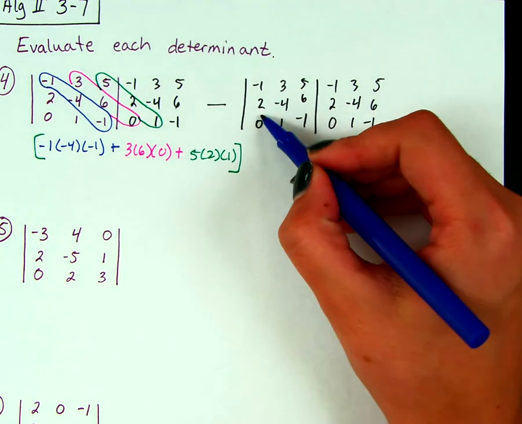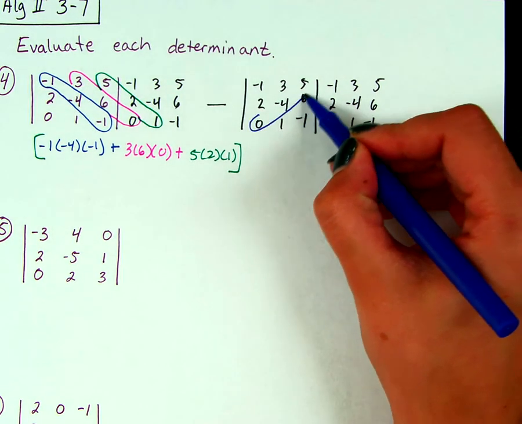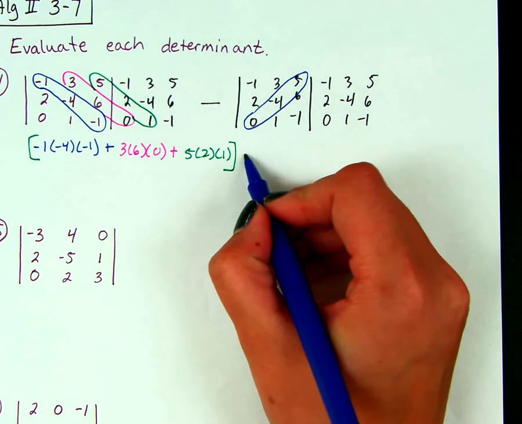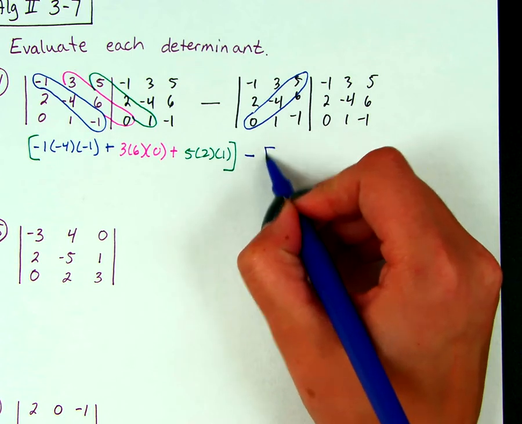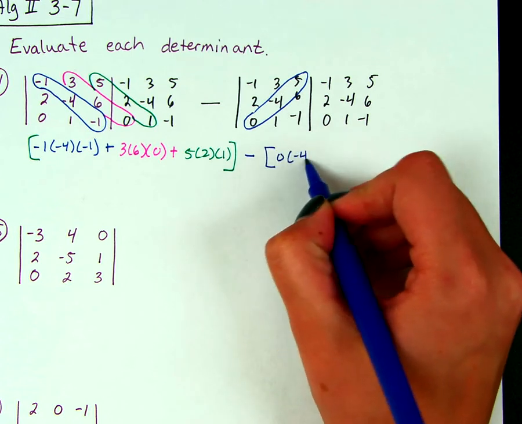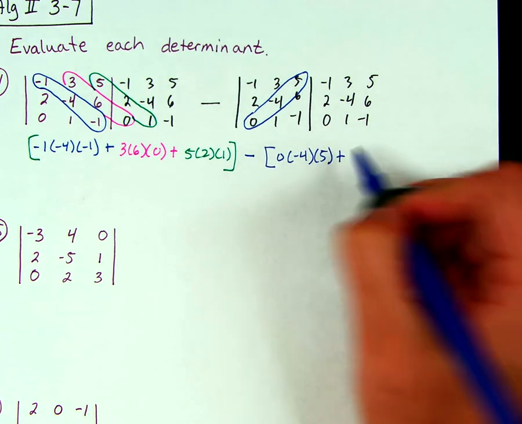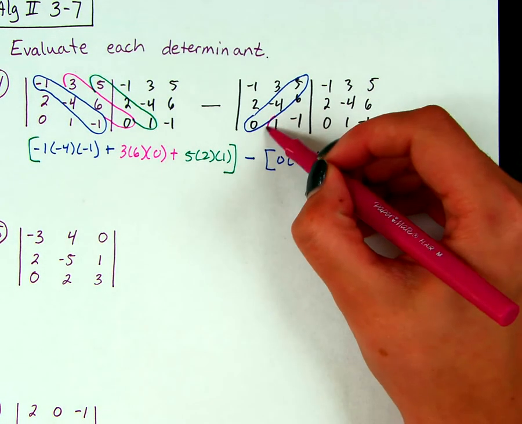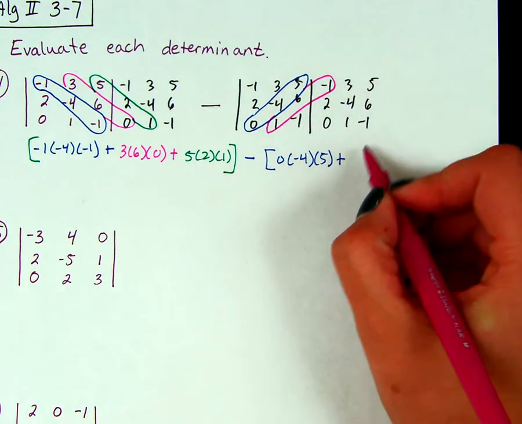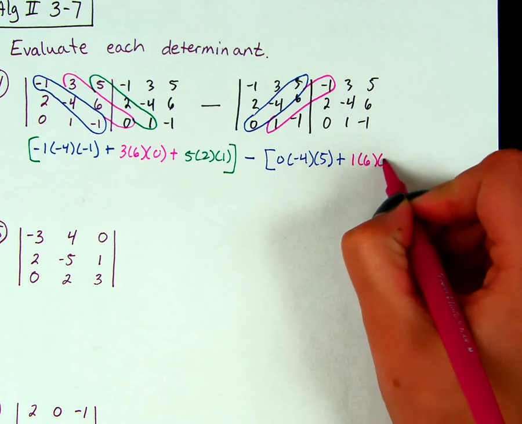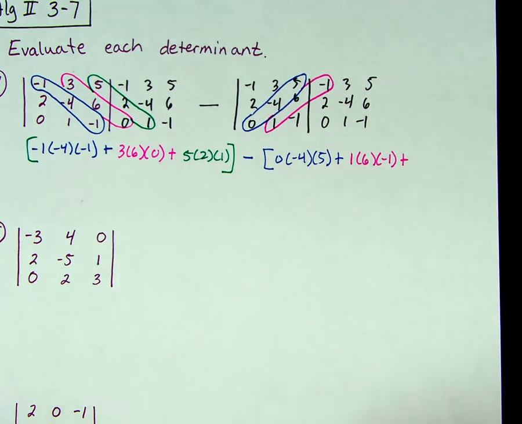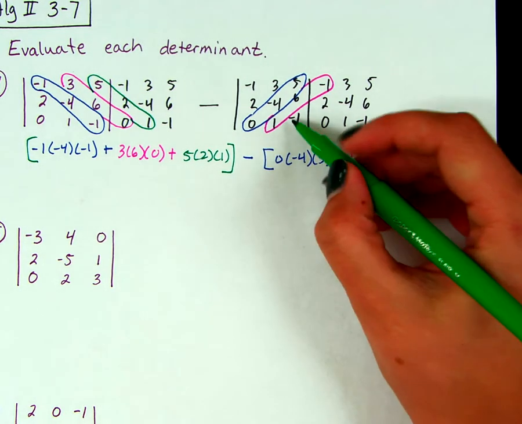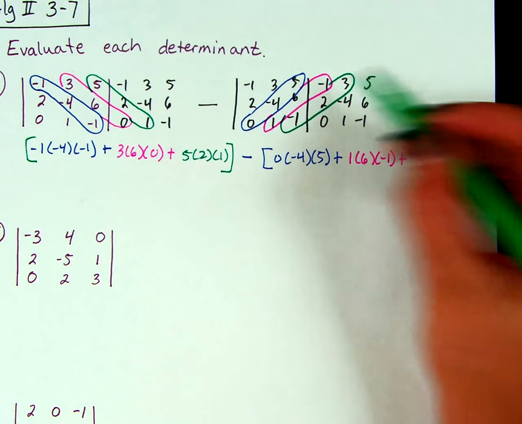Okay, so again, we're going to start in the middle. So 0 times -4 times 5. And we're subtracting still. And then plus the next backwards diagonal. So 1 times 6 times -1. And then our last set is going to be -1 times 2 times 3.